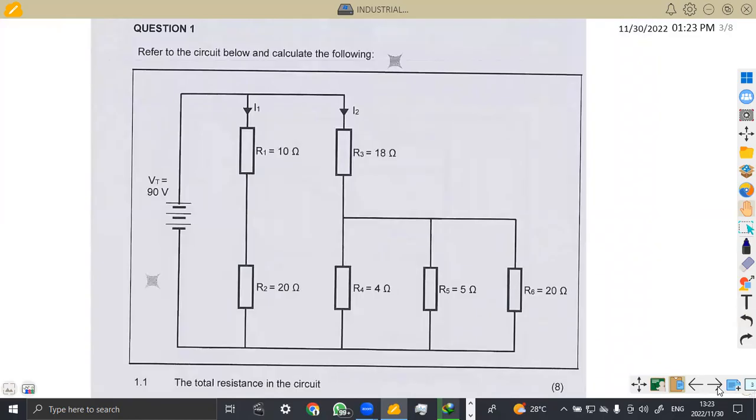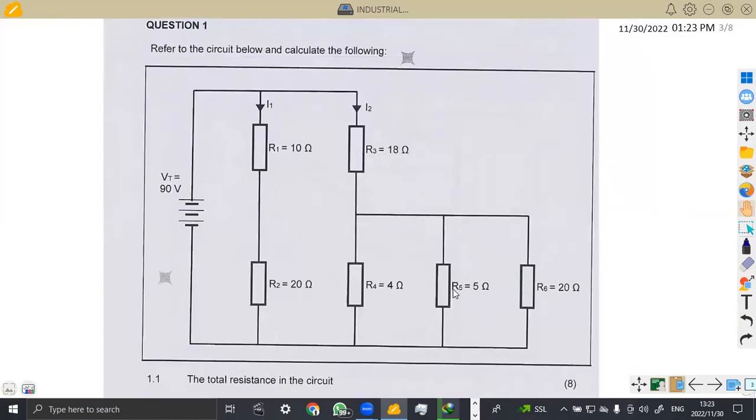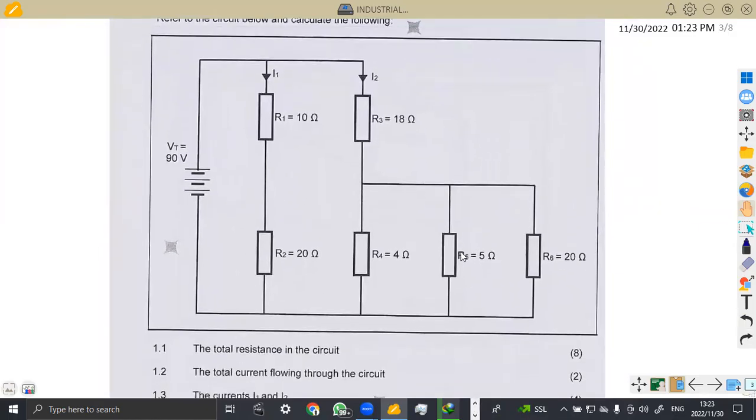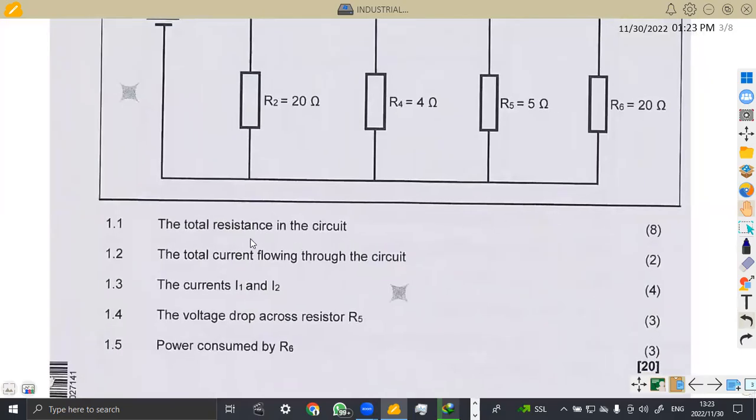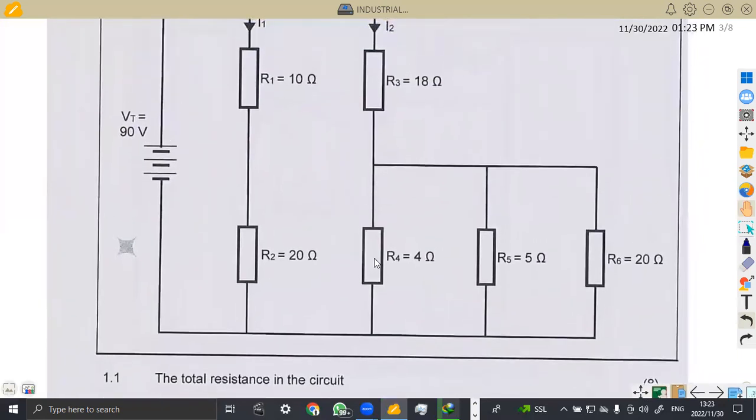All right, on question number one, we are given to refer to the circuit below and calculate the following. So we are given a circuit below, and from that circuit, we are being asked to calculate the following. That's a DC circuit. So that is what we had to calculate: the total resistance in the circuit, the total current in this and that. That was 20 marks, everything there. All right, so we are not going to waste much time.